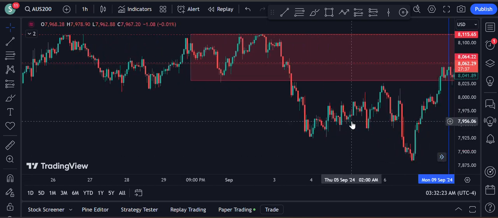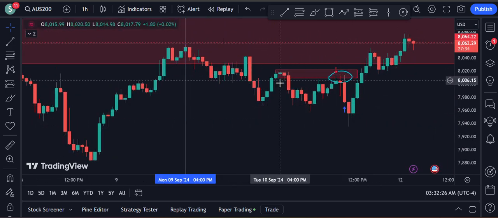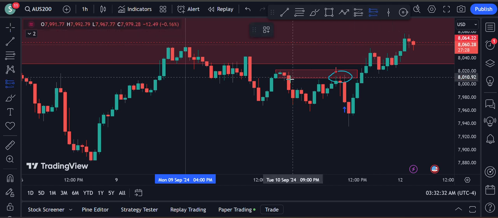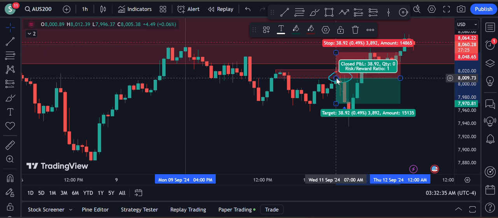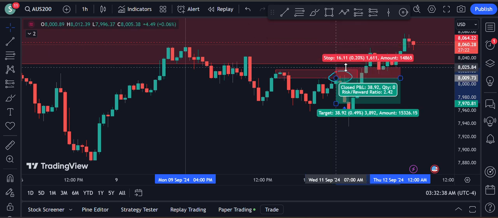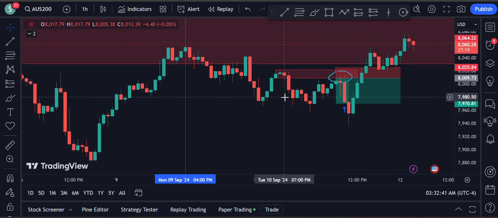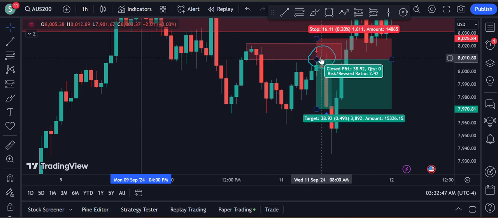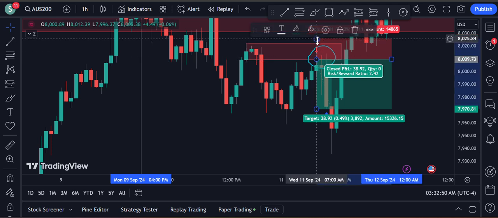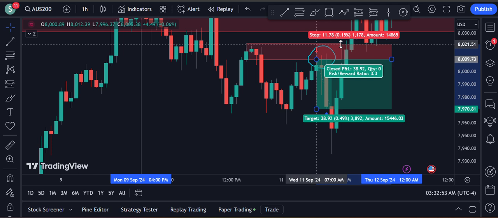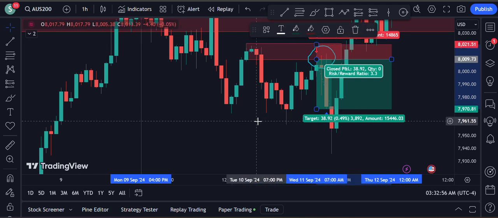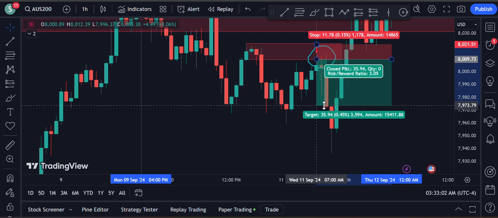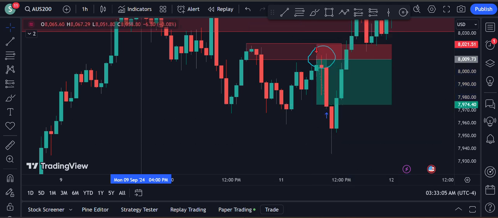As we can see, the price entered this, so we'll take a short position here. Since the price has not touched any major higher time frame demand zone, we can take a direct entry without any confirmation. We can take a direct entry from this point, and our stop loss would be a little bit above our supply zone, and we'll go for a 3:1 risk to reward ratio. And as we can see, it has been achieved.